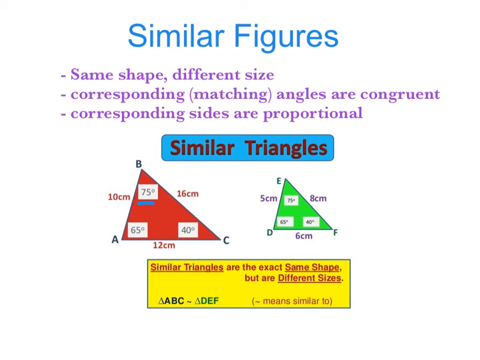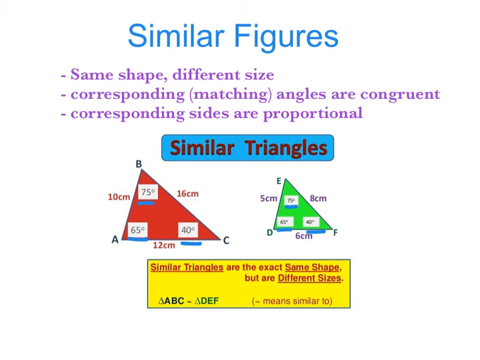This angle sits in the same spot as this one, or it's matching, and they are both 75 degrees. 65 degrees, 65 degrees, 40 degrees, and 40 degrees. So all of my corresponding angles are congruent. They are the same. Then I check the sides to see if they make a proportion. If you look from the red triangle to the green triangle, to go from 10 to 5, you divide by 2. And you could check to see that that's true all the way around. So from 12 to 6, you divide by 2. And then from 16 to 8, you divide by 2.